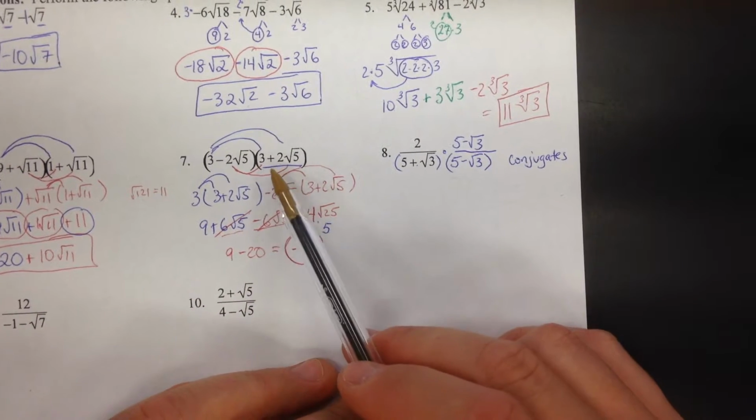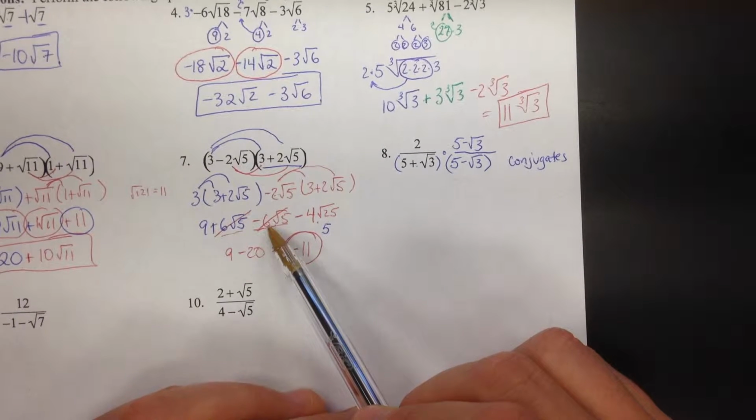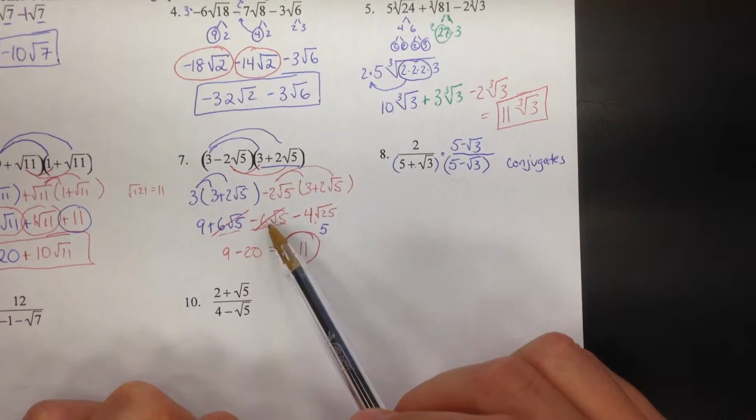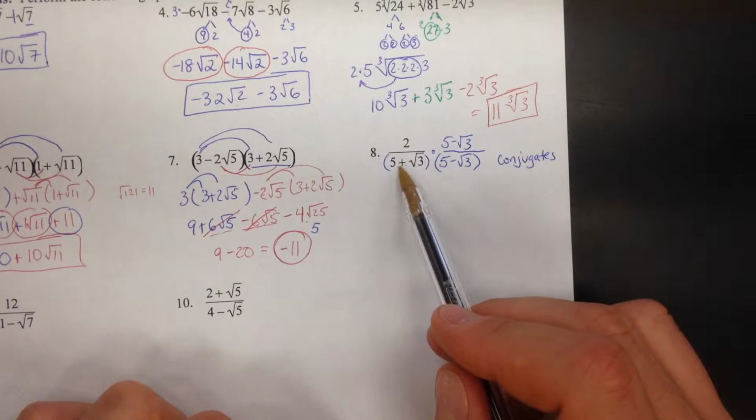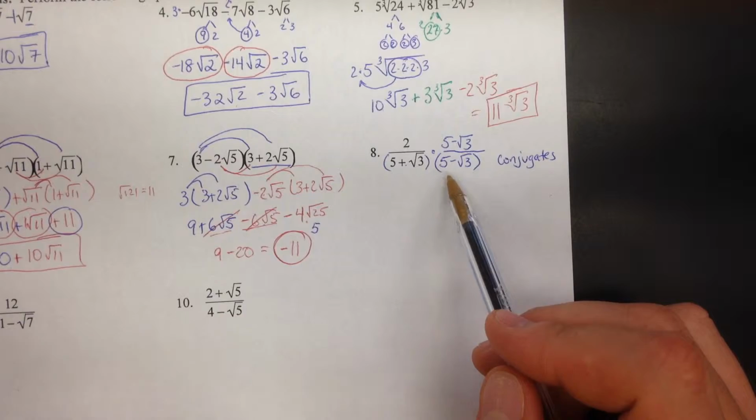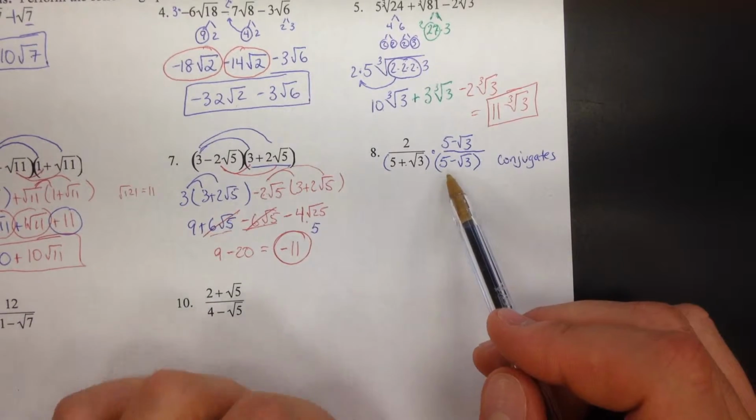So multiplying by conjugates is always going to wipe out your middle term, which is what you want, because you want to get rid of the square roots. So this is what we're going to do. If this is 5 plus root 3, we multiply by the conjugate, 5 minus square root 3.